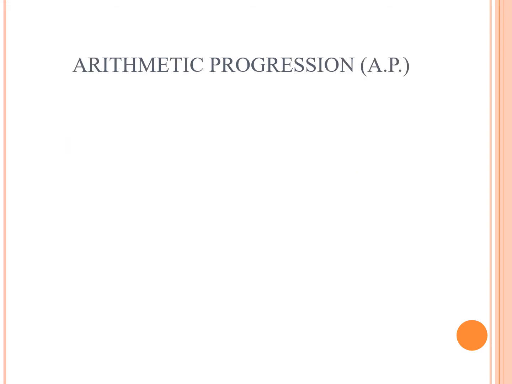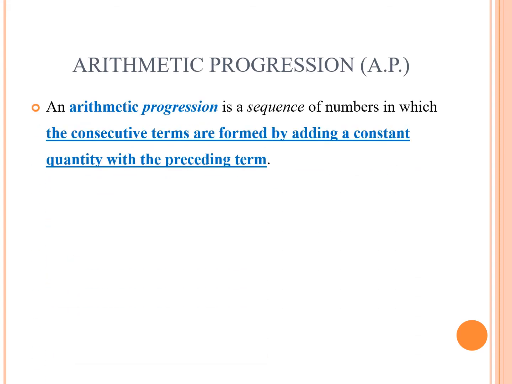Now we shall see what is an arithmetic progression. An arithmetic progression is a sequence of numbers in which the consecutive terms are formed by adding a constant quantity with the preceding term.